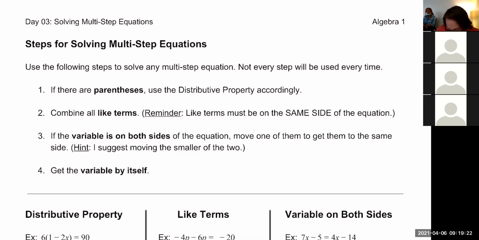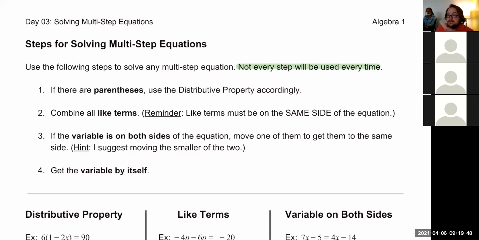So one thing I do want to highlight here real quick, it does mention that not every step will be used every time. And that's just because every equation is going to be unique. You can't guarantee that you'll always have parentheses, or you'll always have like terms, or where the variable is always going to end up. But you do need to consider them still until you can safely say that, no, this does not apply for this scenario.